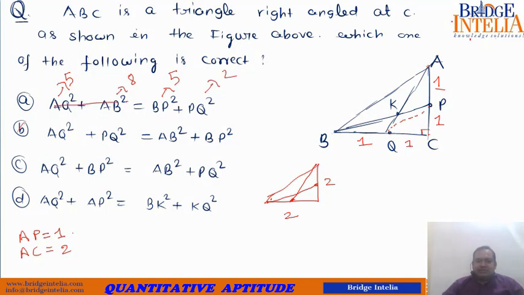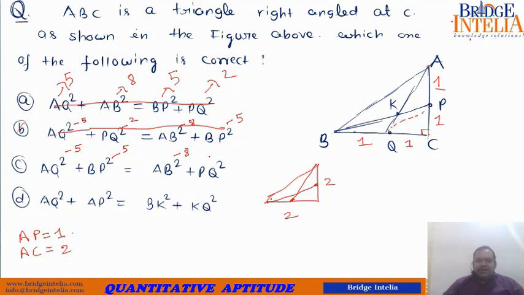Now let's move forward. AQ square is 5. PQ square we have already calculated, 2. AB square 8. BP square 5. So this again is not valid. Now coming to this one, AQ square we have calculated 5. BP square we have calculated 5. AB square we have calculated 8. PQ square we have calculated 2.